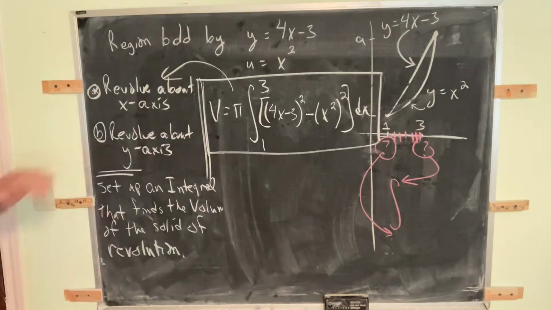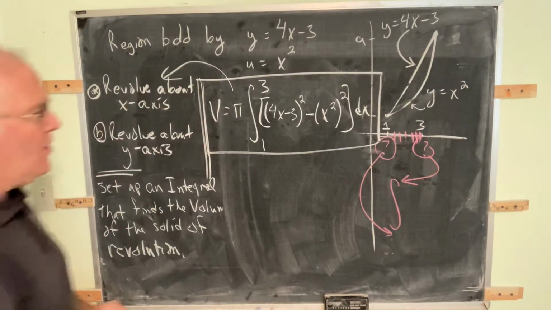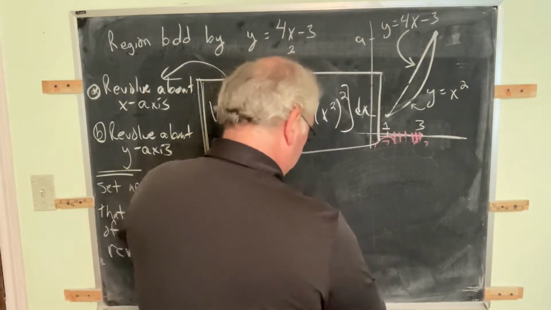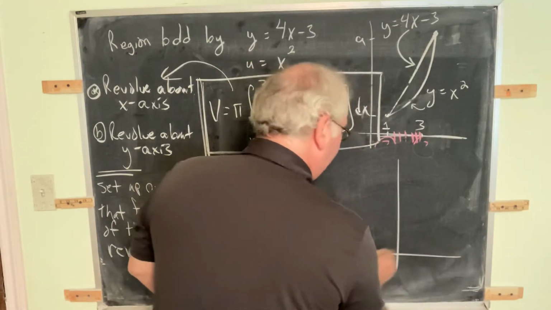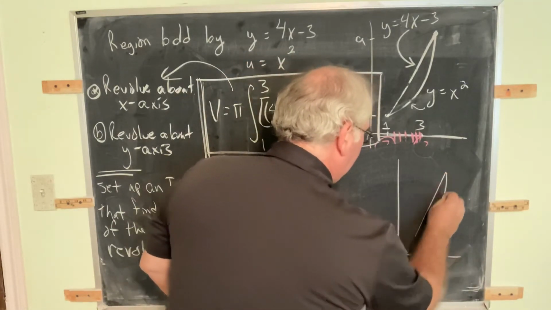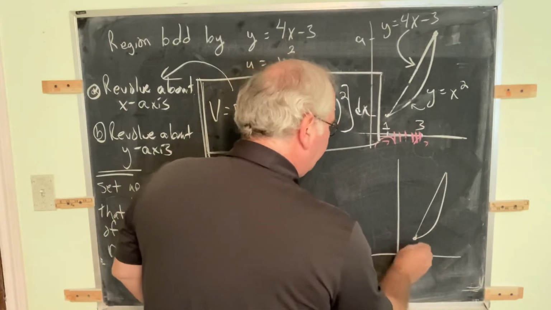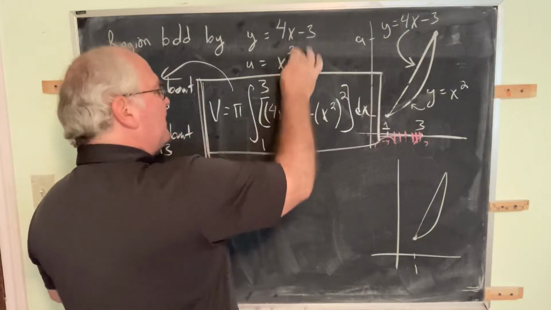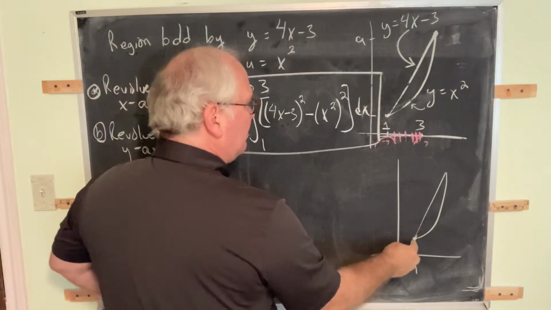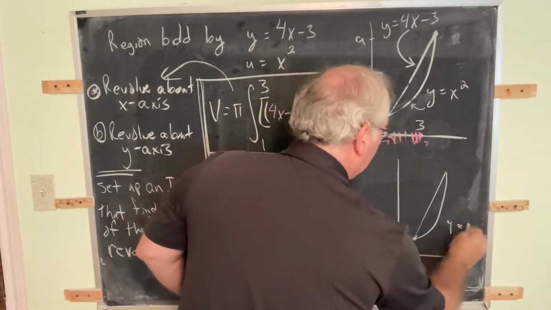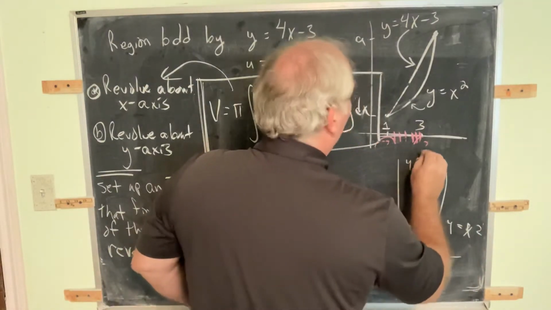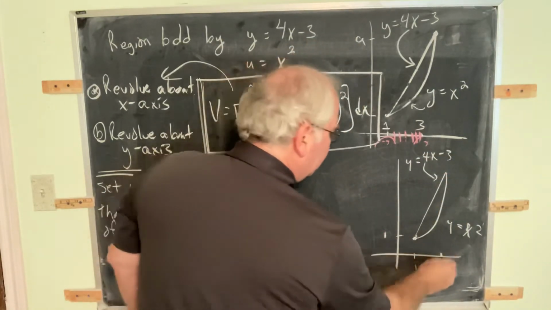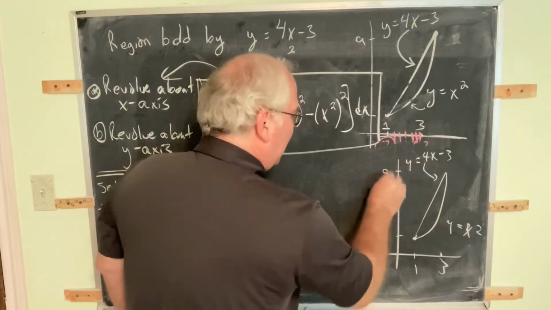All right, number 2. Same region, but now we're going to revolve about the y-axis. And we haven't explicitly done this, but I think it should be pretty straightforward. There's the straight line. There's the parabola, at least conceptually. This is 1, and we know what these points are on the y-axis because we know what the function values are. This is y equals x squared. And this is y equals 4x minus 3. This is 1, comma 1. If this is 3, the parabola tells us this is 9.